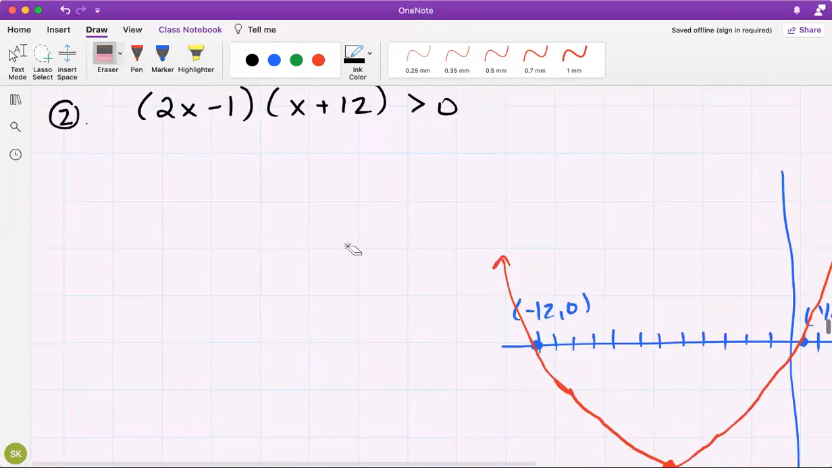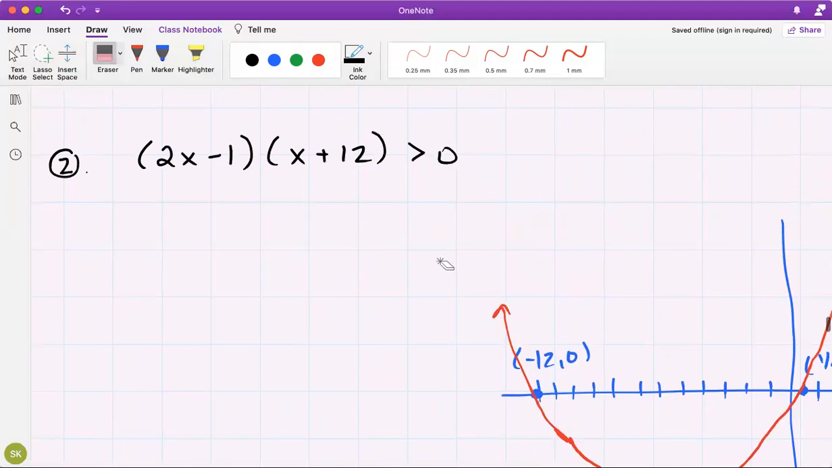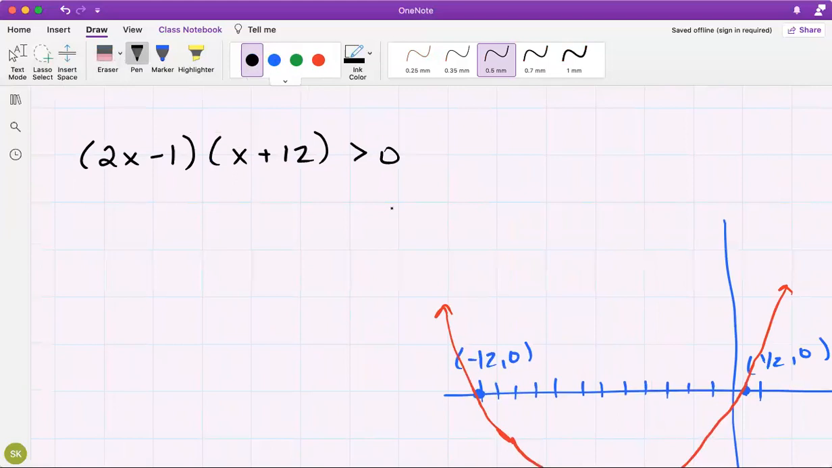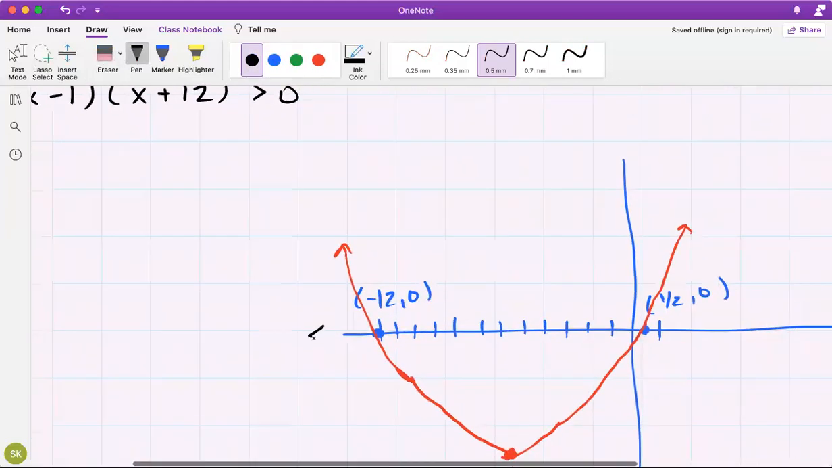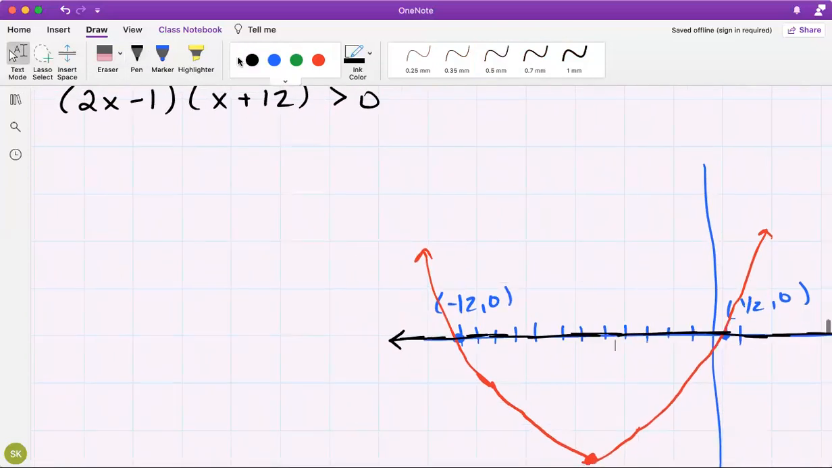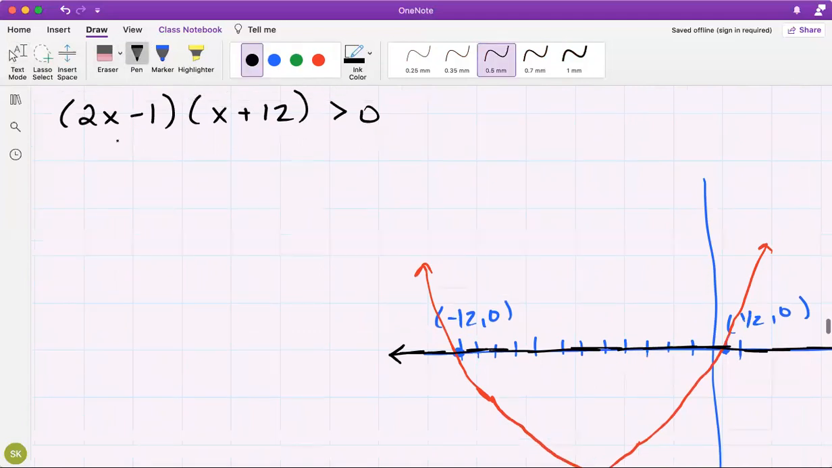Okay, now let's look at the inequality. So here we have a function and we want to set it greater than 0. So let's find the line y equals 0, which is always going to be this axis. And we want all the values of x that, when we plug them into the function, which is this parabola, we're sitting above that line.